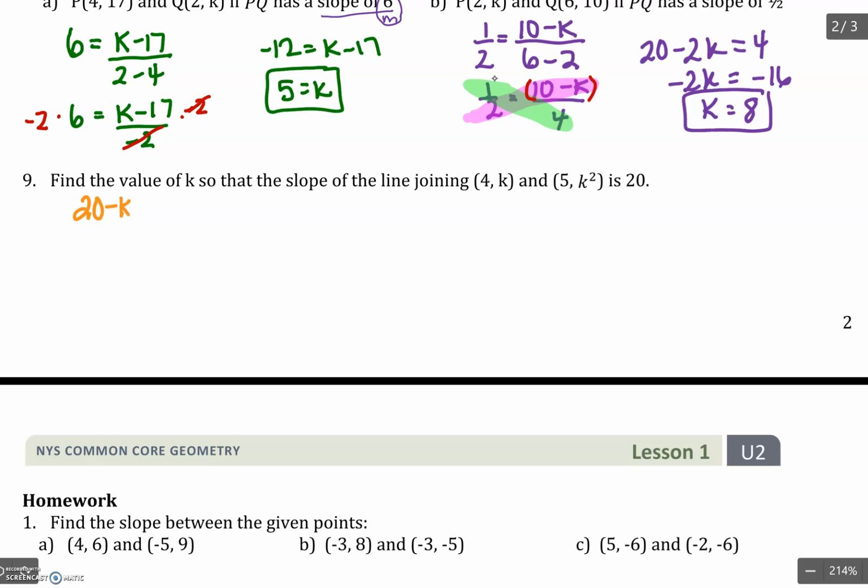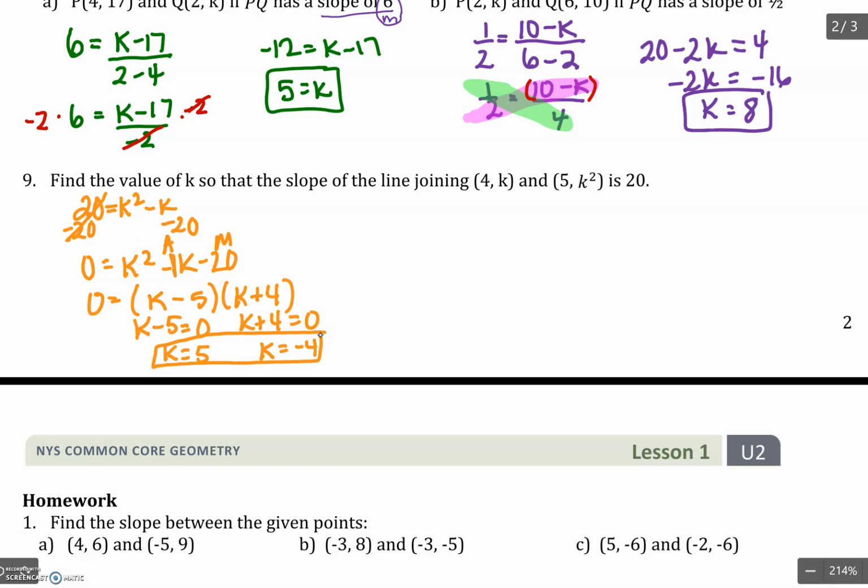We'll set 9 up the same way, that 20 equals k squared minus k over 5 minus 4. But 5 minus 4 is just 1, and anything over 1 is really itself. So I have this equation. Because of the k squared and the k, it's a quadratic equation and has to be solved by factoring. So what you have to do is remember your algebra 1, where we're looking for numbers that add to -1 and multiply to -20. Those would be put into your parentheses here, and each one would then be set equal to 0 separately. When you solve for each one, there you go.